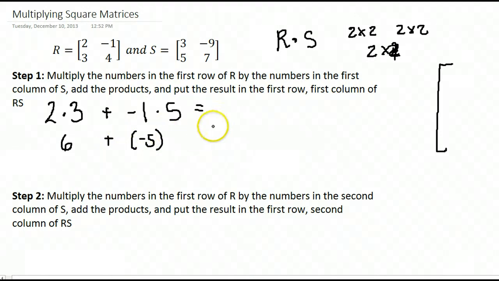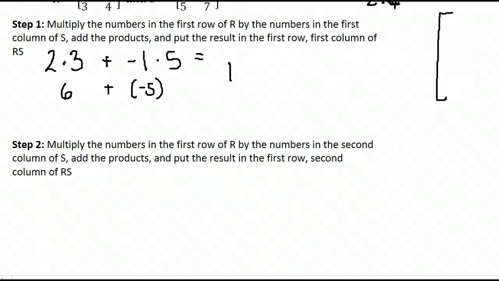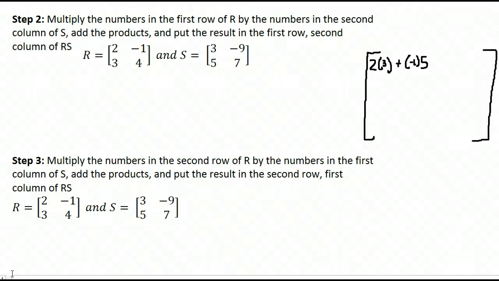That becomes our first element. So 6 plus a negative 5, and that would be 1. Okay, so that's good. All right, second step. Let me pull this down a bit. I'm going to move our answer matrix and pull that down. Okay, now we have step 2.